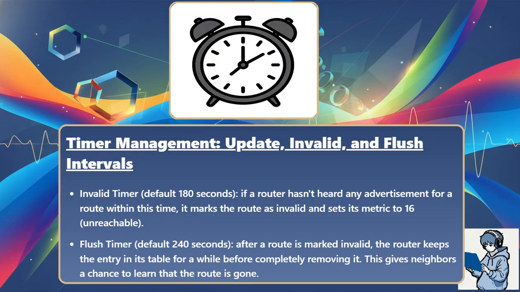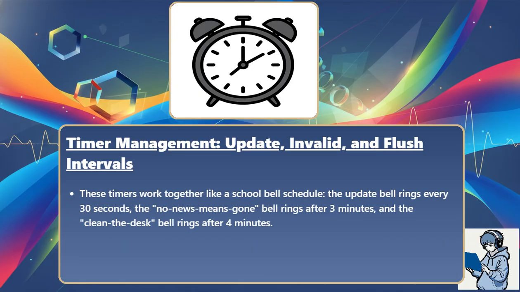Flush timer, default 240 seconds. After a route is marked invalid, the router keeps the entry in its table for a while before completely removing it. This gives neighbors a chance to learn that the route is gone. These timers work together like a school bell schedule. The update bell rings every 30 seconds, the no news means gone bell rings after 3 minutes, and the clean the desk bell rings after 4 minutes.